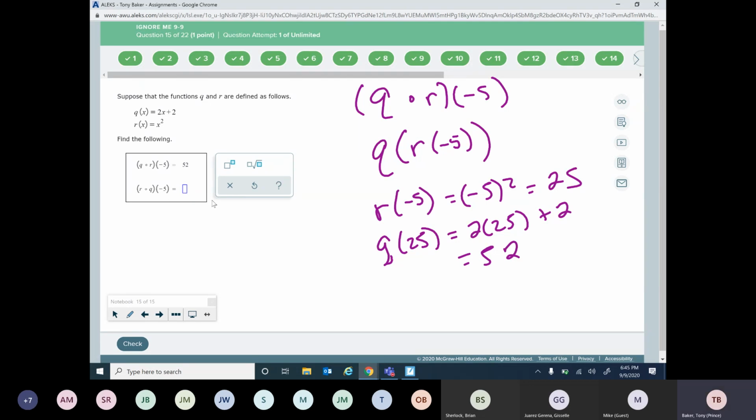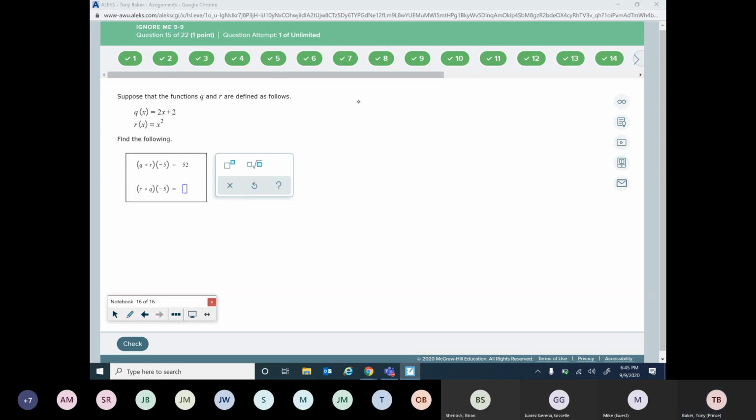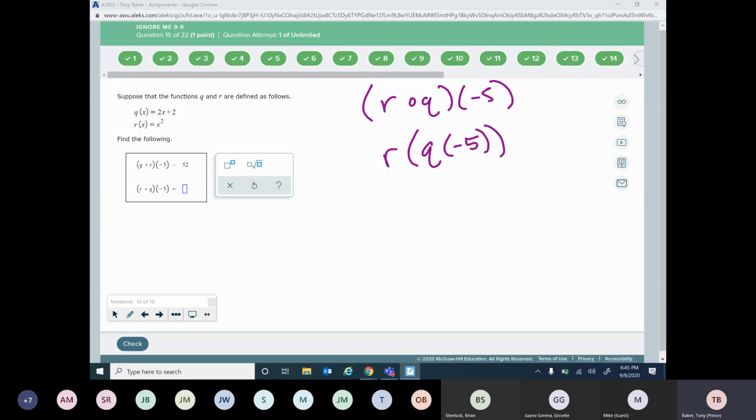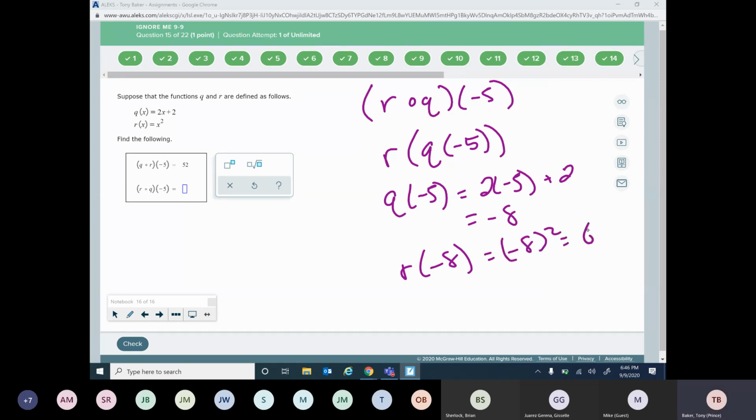Now the next one, the R composed of Q, is the same thing except it's reversed. So R composed of Q of negative 5 is R with the Q inside. So I've got to do the Q first with this one and then plug it into the R. So I do Q of negative 5, plus 2, is negative 8. And then I do the R of the negative 8. So negative 8 squared is 64. So the next one will be 64.